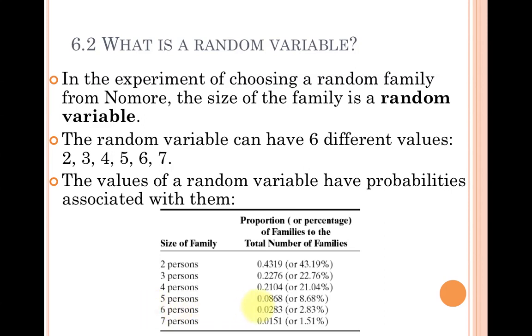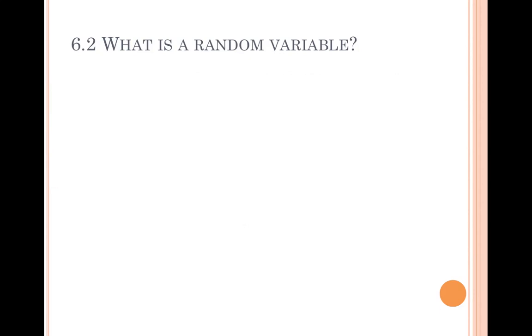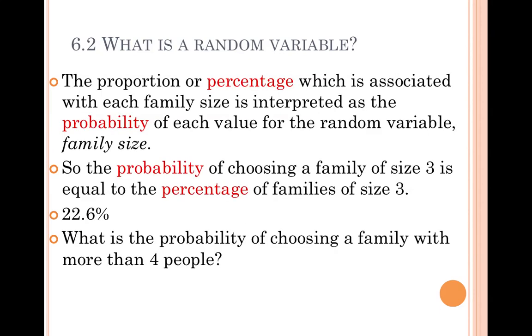So it's a matter of taking the percentages for 5, 6, and 7 and adding them up. So we would add up 8.68% plus 2.83% plus 1.51%, and that's going to be 13.02%. So we would add up those 3 percentages, and that would be the probability of choosing a family with more than 4 people.